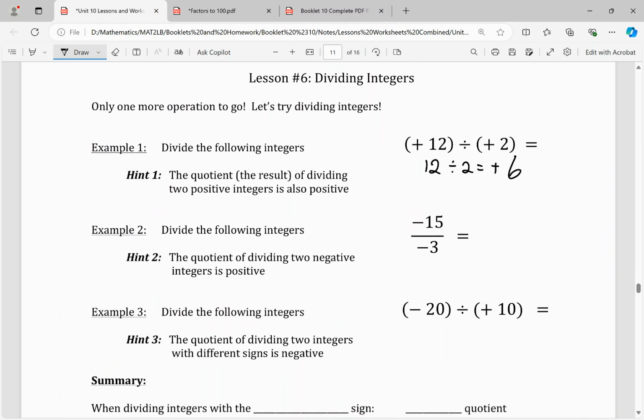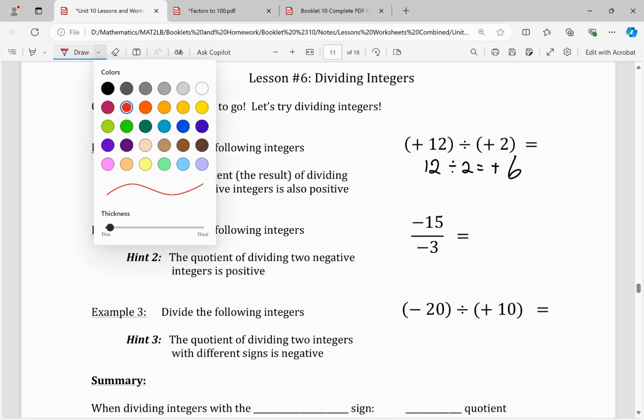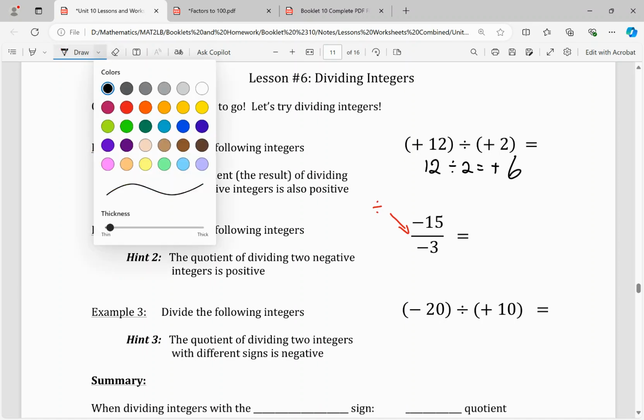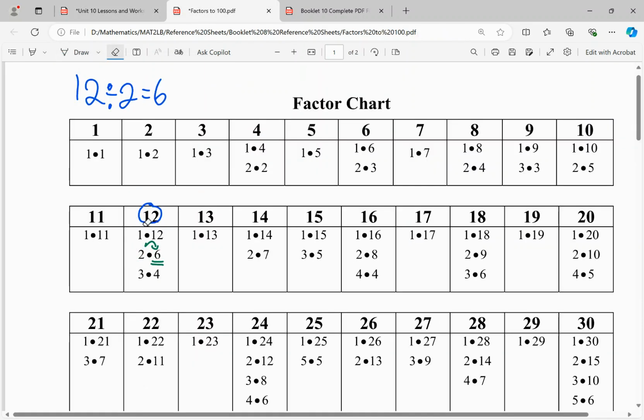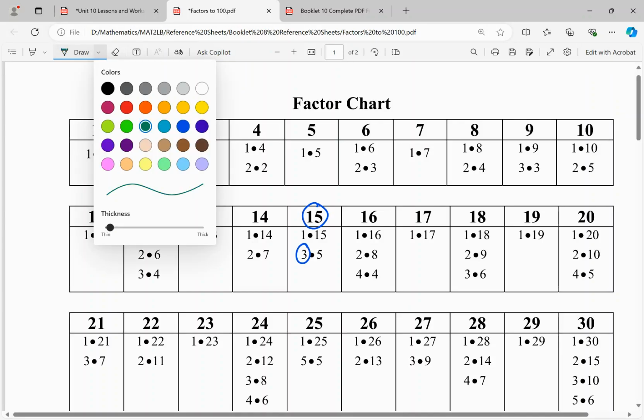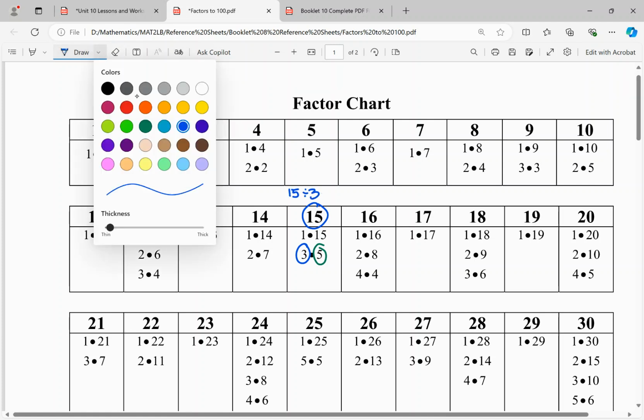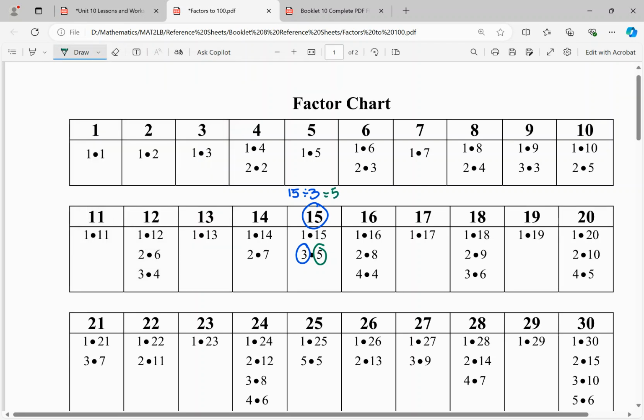Next, we have negative 15 divided by negative 3. Now, don't get confused by the fraction. Remember that this fraction bar right here is just another way to represent a division. So 15 and 3, let's find them on our factor chart. Here is 15, here is 3, so 15 divided by 3 is going to equal 5. Great, no need for a calculator.